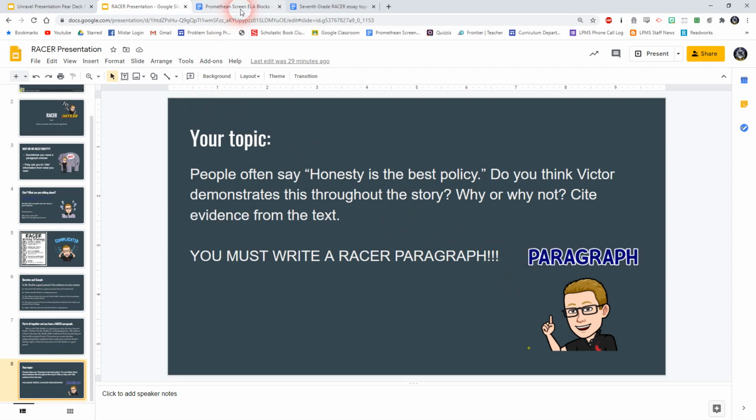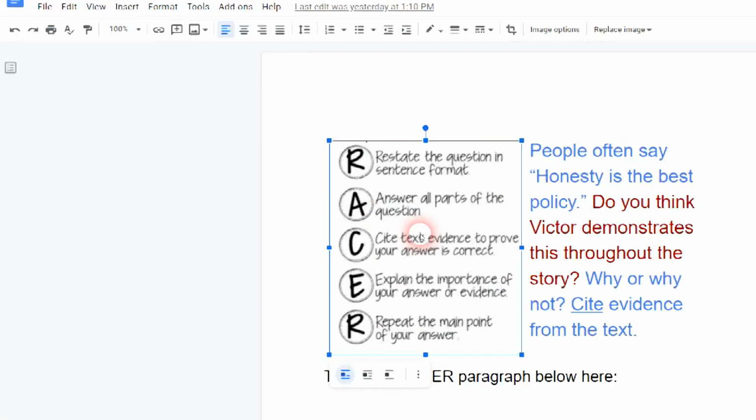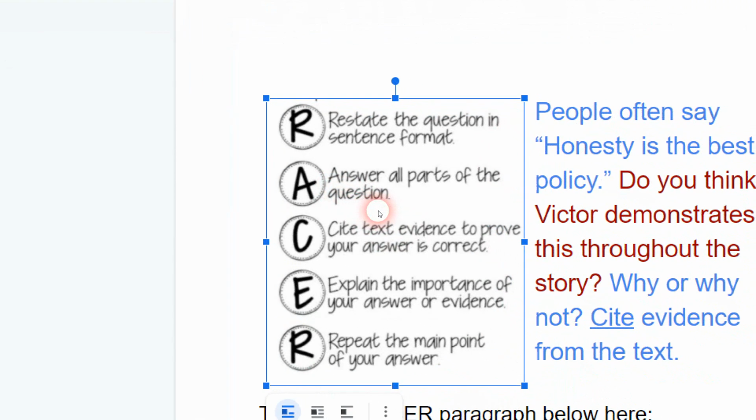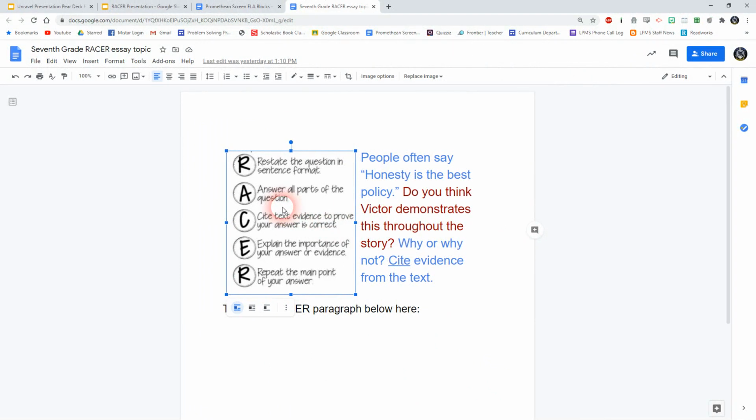Now, your assignment actually looks like this. I helped you in a couple of ways. One, in the upper left corner, let me do a quick zoom again, I put the RACER letters in with an explanation there. Restate, answer, cite or give evidence, E is explain your evidence, and R is repeat. I put it in the corner so that you would not have to have it memorized, so you don't panic and have to flip back to the presentation over and over again to remember what it is.